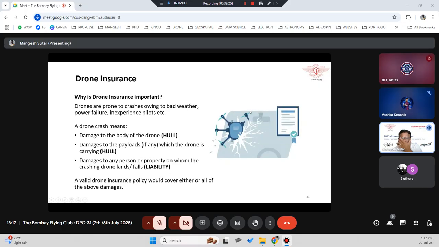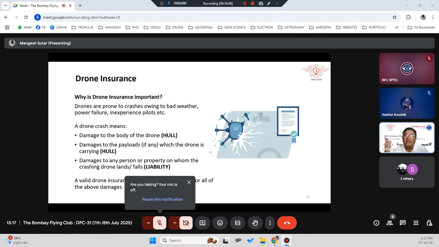So now why is insurance important? Because a drone is prone to crash owing to bad weather, power failure, or inexperienced pilots. There are a lot of people who have caused crashes or damage to life and property also. You have seen a lot of incidents happening in events also, right? Somebody got hurt, performers have sometimes got hurt, like Benny Dayal in Chennai, or there were some incidents even in Pune and some locations where people got hurt.